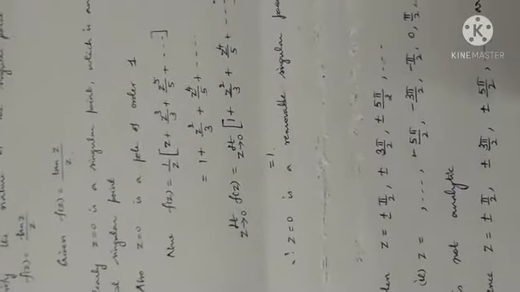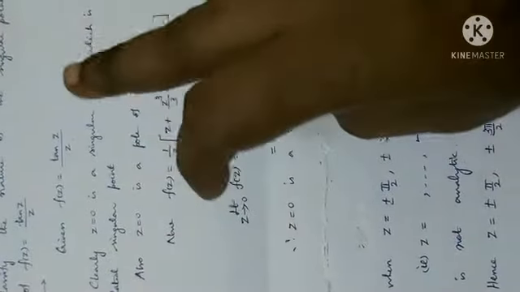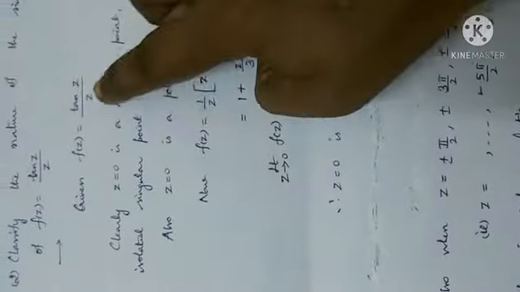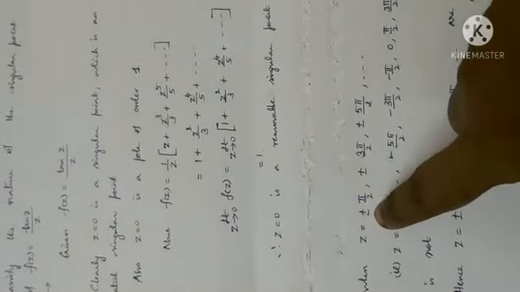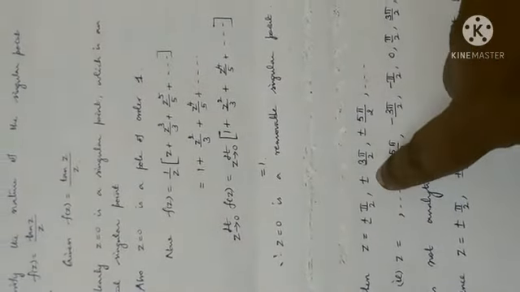How to proceed? See, being tan z, we know tan pi by 2 is infinity. So the function is not analytic when we have infinity. Similarly, tan of minus pi by 2 is infinity, tan 3 pi by 2, tan of minus 3 pi by 2. At all those points, the function is not analytic.